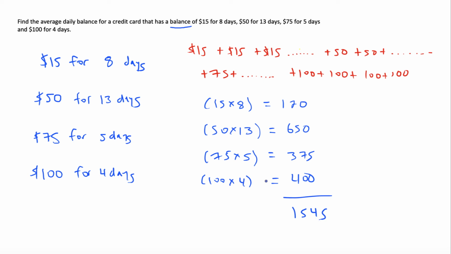Now, we're still not done yet, though, because we want to find the average. So we have to divide this by how many days there are in this billing cycle. Of course, depending on the month, there will be 30 days or 31 days. And in the case of February, maybe 28 days. So now we're going to divide this number by 30. 1545 divided by 30 gives us 51.50. So what does that mean? It means that for this whole month, for this particular billing cycle, the average balance on any particular day is $51.50.